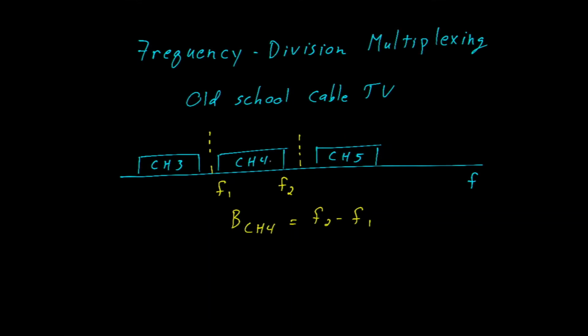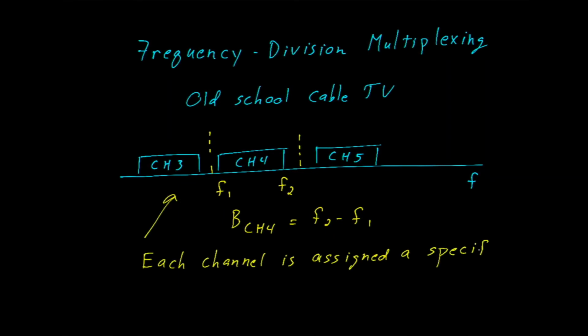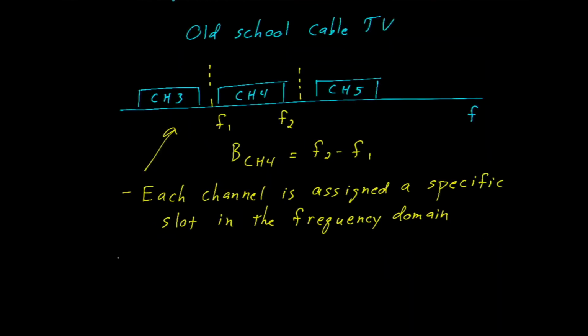For example, it would be very bad if channel 4 started expanding out and colliding with channel 5, or if it started colliding with channel 3. That type of interference is not welcome. So we must be very particular with our bandwidth. And like we said, each channel has a specific bandwidth.